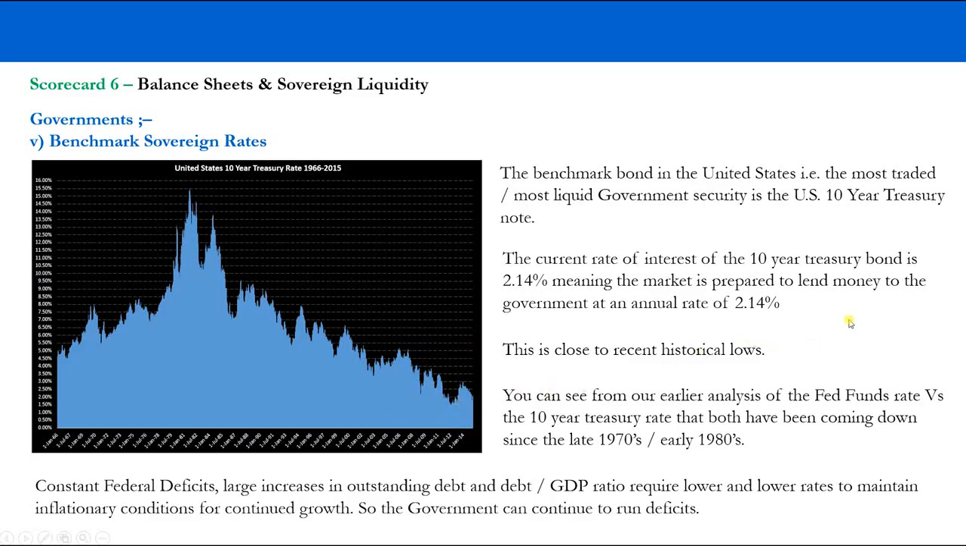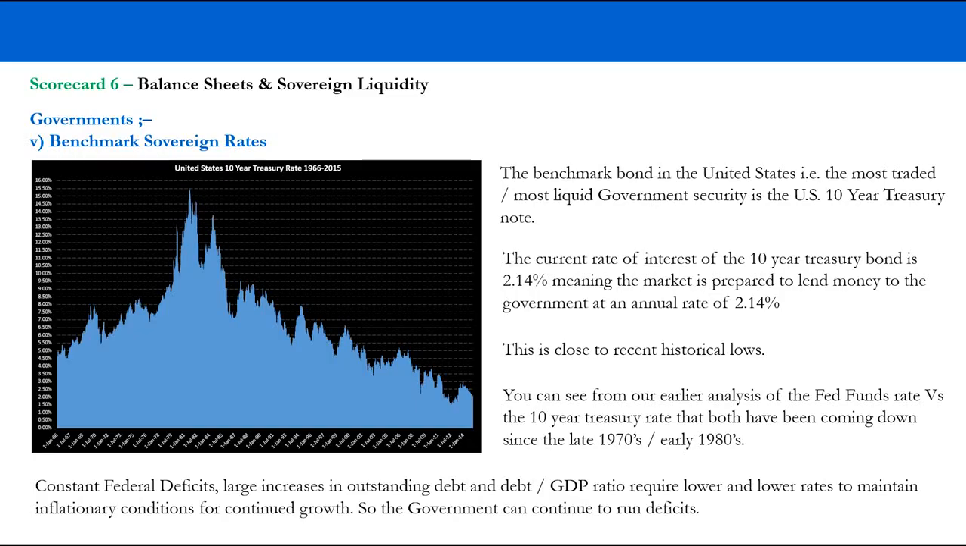And you can see from our earlier analysis of the Fed funds rate, when looking at it in this context versus the 10-year Treasury rate, that both have been coming down aggressively since the late 1970s, early 1980s. And that's because constant federal deficits, so constant government deficits, large increases in outstanding debt and a high debt to GDP ratio require lower and lower rates of interest to maintain inflationary conditions for continued growth. So the government can basically be allowed to continue to run deficits. So low interest rates are actually required.